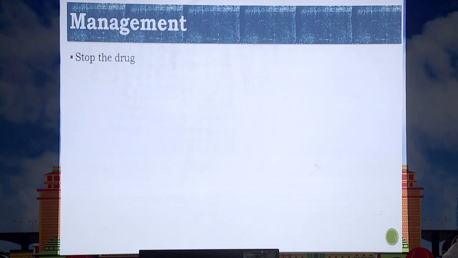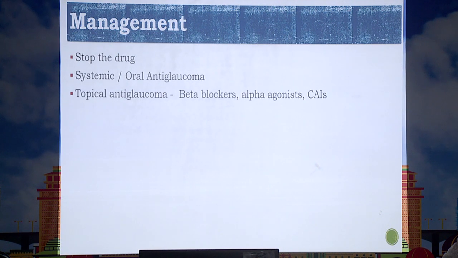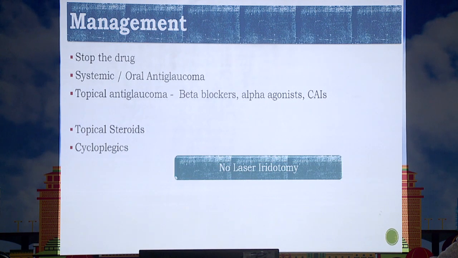Management is to stop these drugs. Systemic and oral anti-glaucoma medication needs to be used. You can use topical anti-glaucoma medication depending on the intraocular pressure. It can be a beta blocker, alpha agonist and carbonic anhydrase inhibitor. Prostaglandin analogs and pilocarpine have to be avoided because they can aggravate the situation. Topical steroids are a must in such scenarios. Cycloplegics you have to give; contrary to patients with pupillary block, here we need to give cycloplegics. But no laser is needed in these patients, and if you treat properly, many a time these patients tend to resolve.